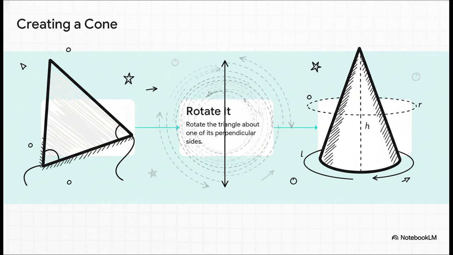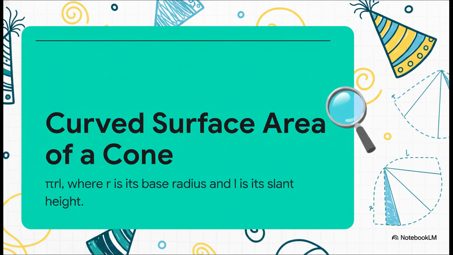And this little thought experiment helps us understand all its properties, like its height, radius, and this new measurement we call the slant height. The area of that curved surface is given by this neat formula, pi times the radius times the slant height, which we call L. This is basically the amount of paper you'd need to make one of those classic party hats.